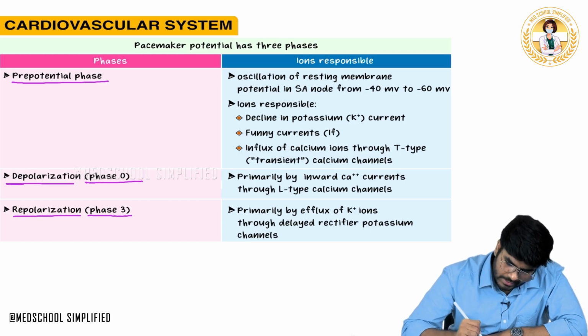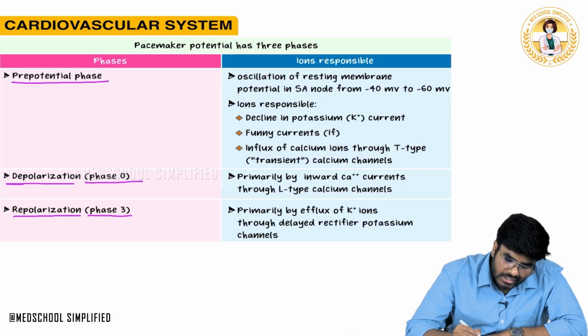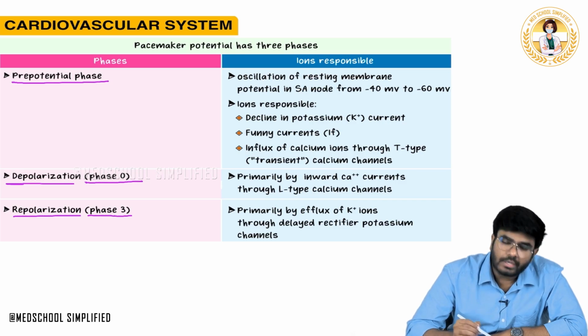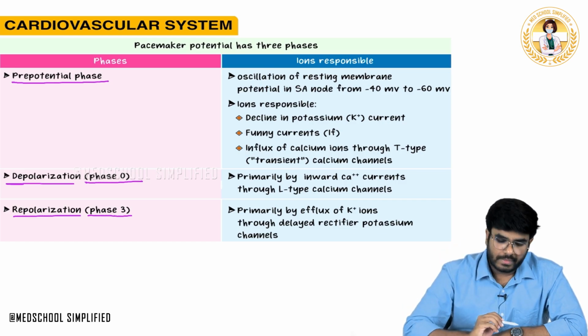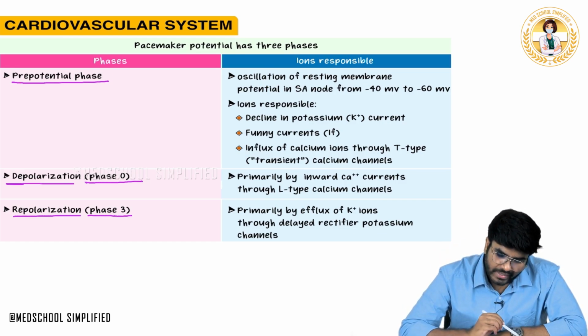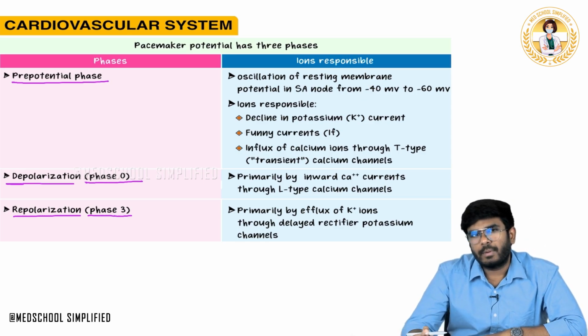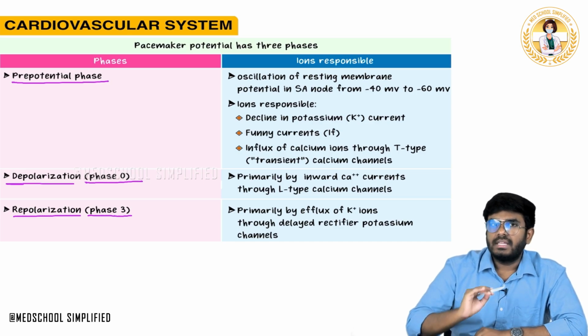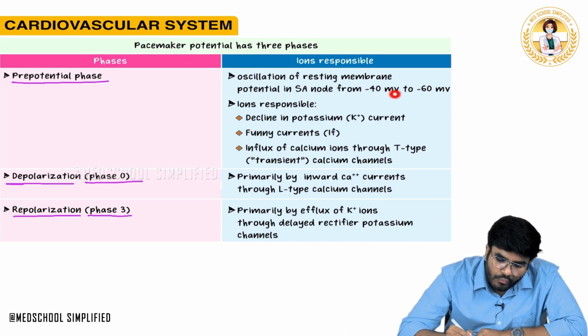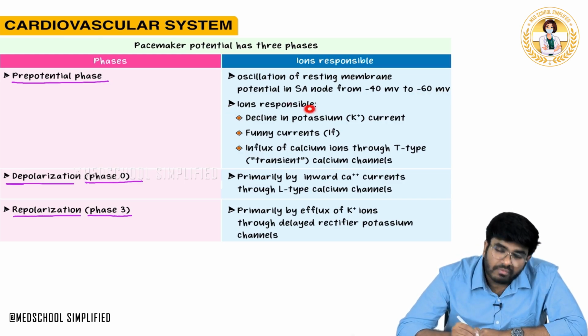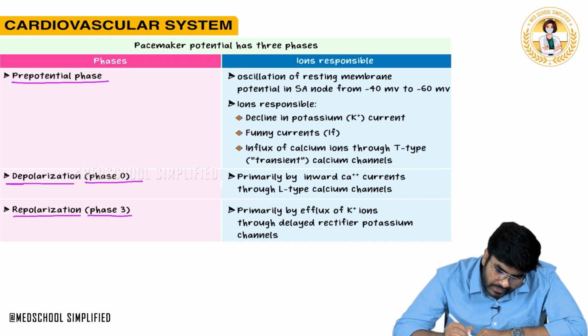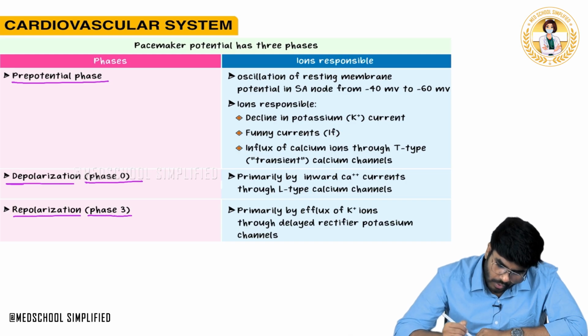What are important points? See, this prepotential is actually oscillating. It's the oscillation of the resting membrane potential in the SA node. Oscillating means moving. See, what is happening in the prepotential phase? In the prepotential phase, the resting membrane potential, I shouldn't say resting membrane potential, but just for convenience, the membrane potential is moving from minus 60 millivolts to minus 40 millivolts. And what are the ions responsible? Why is this happening? This is happening because of the funny currents. First important point, this is because of the funny currents. Okay, so what is this funny current?